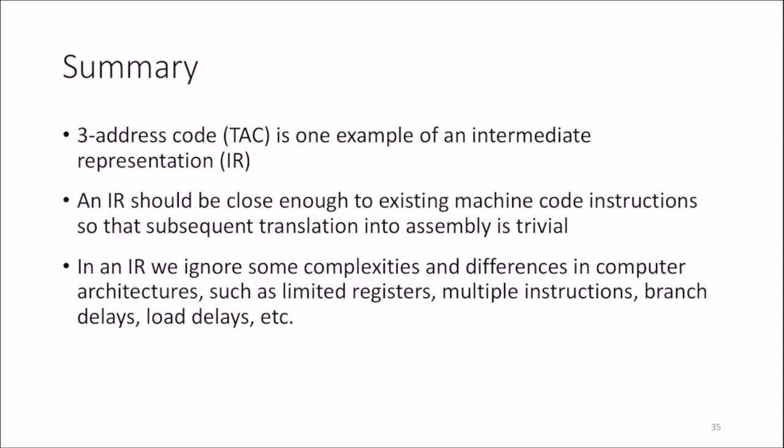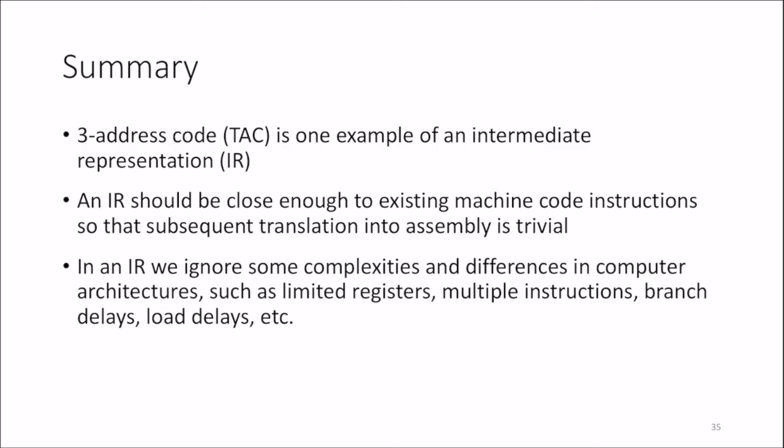So in summary, we saw 3-address code, which is an example of intermediate representation. It's close enough to machine code so that the subsequent translation into assembly is fairly trivial. The advantage of an intermediate representation is that we can ignore some of the complexities in computer architecture, such as limited registers or multiple instructions, branch delays, load delays, etc. And even register allocation is something we can ignore in intermediate representation.